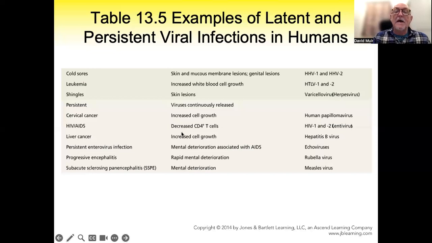HIV, AIDS, that is also a persistent infection because it infects the cells of the immune system and of the nervous system, but the immune system is more impacted. And over a very long time, they degrade the T cells, especially in the immune system. The only other one that I want to mention here is subacute sclerosing panencephalitis. And that is an important one to remember. That's by measles virus.